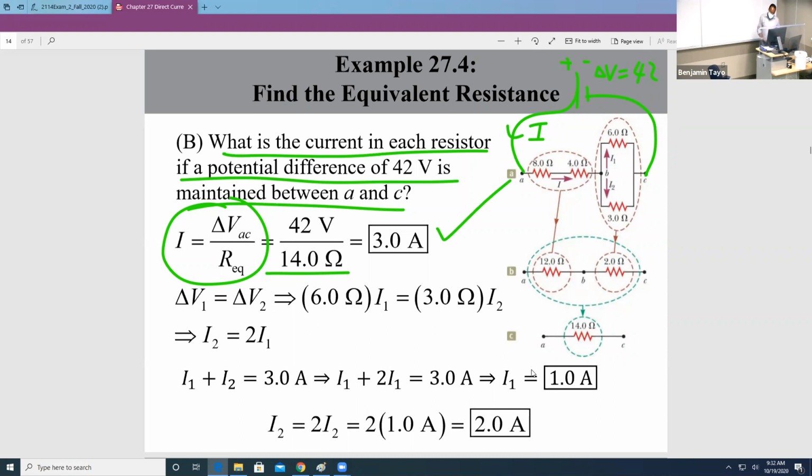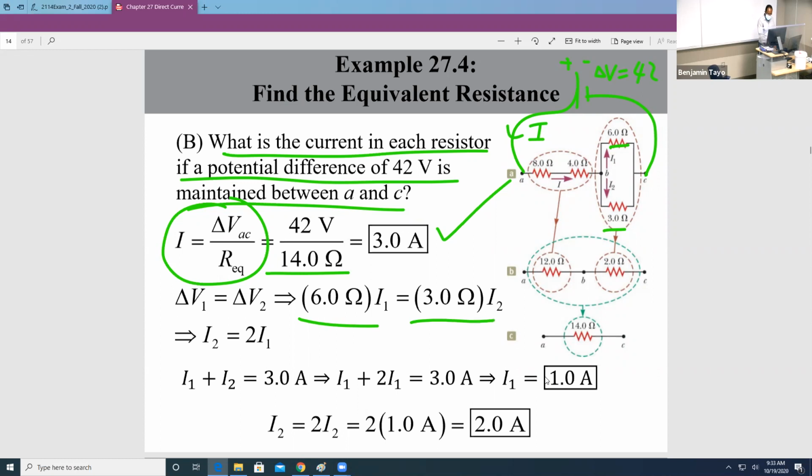Now, if I want to calculate the current in each of the resistors here, then I can say that my delta V1, which is the voltage across this. So notice that these two resistors are in parallel. So the 6 ohm and the 3 ohm are in parallel. So it means that the V1, which is the voltage across the 6.0 ohm, must be equal to the voltage across the 3.0 ohm, right?